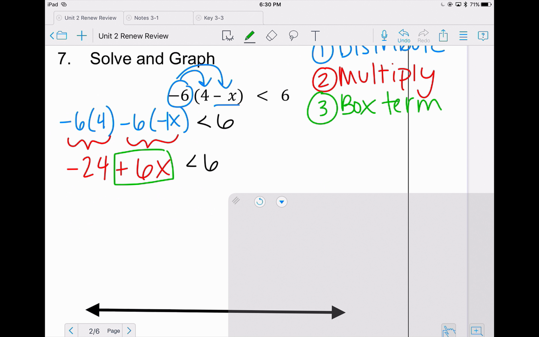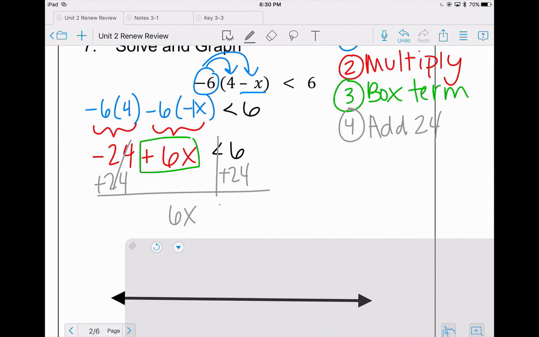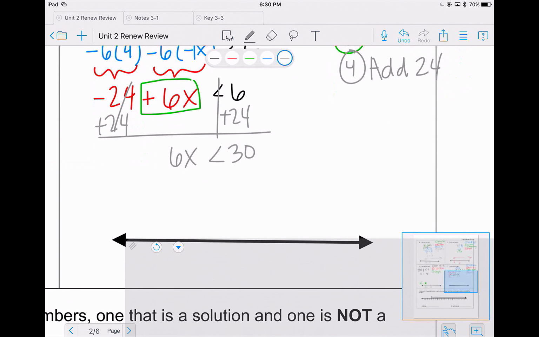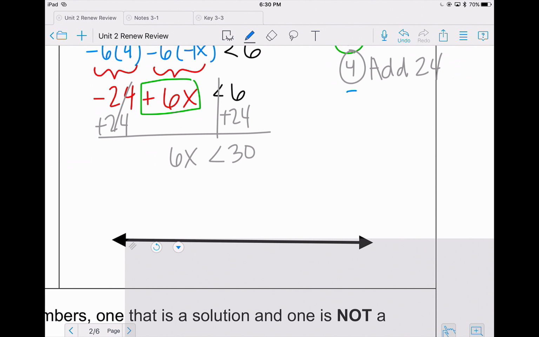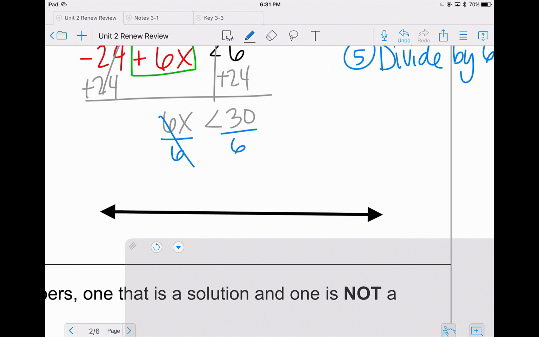Now, step 3 is to box my term. My term is a +6x. So I need to move what's outside of my box, excuse me. Outside of my box is a -24, meaning I need to add 24 to both sides to make it cancel. So I add 24 to both sides. So I have 6x is less than 30. And then I'm going to divide by 6, again because 6 and x are attached through multiplication. I get rid of it by dividing, and x is less than 5.